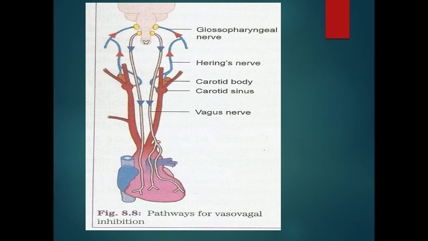Now, the pathway of vasovagal inhibition. Suppose you know the carotid sinus and carotid body. Remember here, carotid sinus and carotid body at the bifurcation of carotid. If the sinus is stimulated, impulses go by the nerve of Hering to the glossopharyngeal nerve, then to the tractus solitarius and to the vagus nucleus, and the vagus is stimulated. And when the vagus is stimulated, there is hypotension, bradycardia and collapse of the circulatory system. So, that is called vasovagal attack.